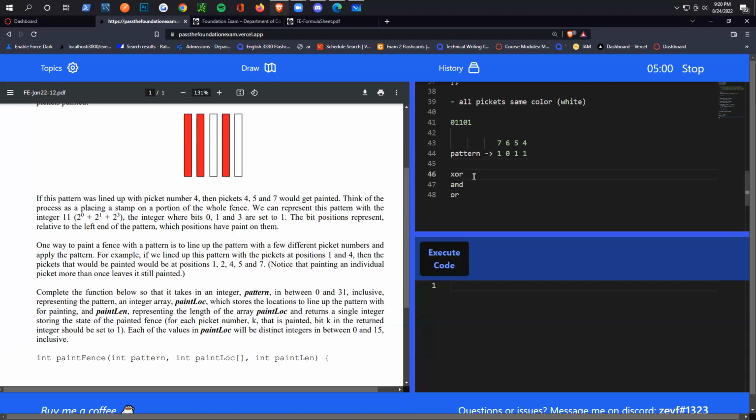But XOR, think about it. If something is painted, we can think about painting as a 1 or a 0, right? So let's just say, remember, everything is colored white. Let's just say, yeah, exactly. It's bitwise order. So let's just say white is 0, and let's just say black is 1, right?